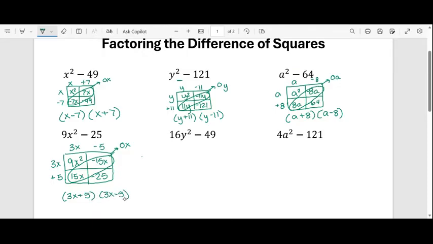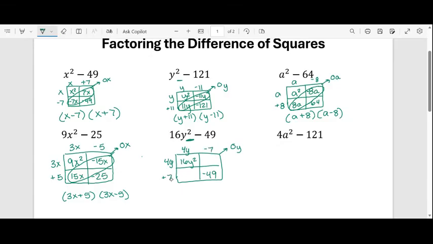Okay, let's do one more with the area method, and then we're going to start doing them in our head. We will get 16y squared on the top. Of course, it adds up to 0y because there's no y value in the middle. And our number here is negative 49. To get 16, we multiplied 4y times 4y. To get negative 49, we multiplied negative 7 times positive 7.